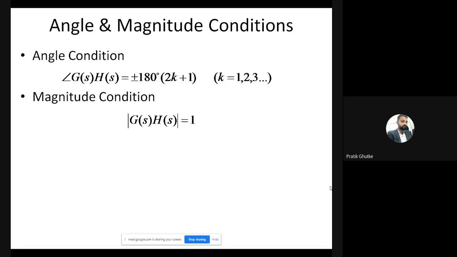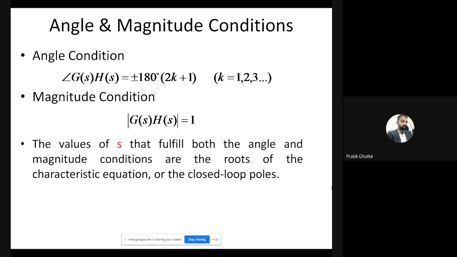So the angle condition is: angle of G(s)H(s) equals plus or minus 180 degrees times (2k plus 1), where k varies as 1, 2 and then 3. Similarly, the magnitude condition is that the magnitude of G(s)H(s) equals 1. The value of s that fulfills both the angle and magnitude conditions are the roots of the characteristic equation, or the closed loop poles.